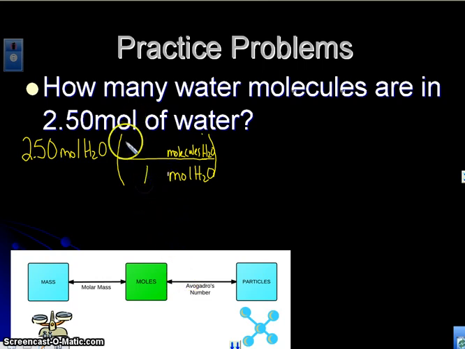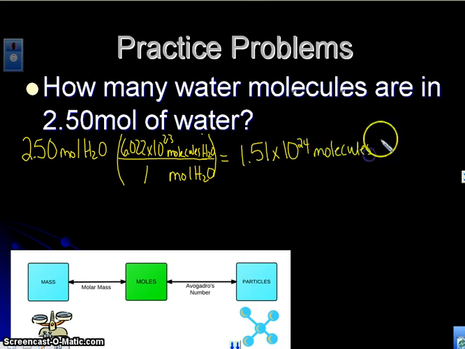So in 1 mole of water, there are 6.022 times 10 to the 23rd molecules of water. Now go ahead and punch that in on your calculator, and here's the answer you should come up with: 1.51 times 10 to the 24th molecules of water. Make sure that you're checking your sig figs. Remember, the correct number of sig figs is the smallest number in the problem. You have 3 in your problem and 3 in your answer.